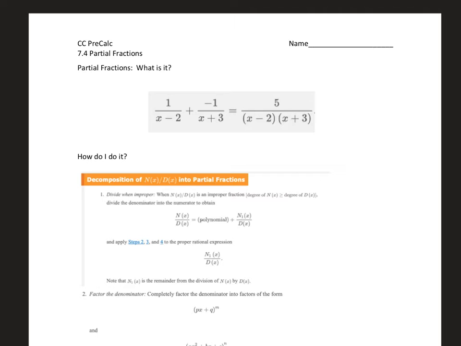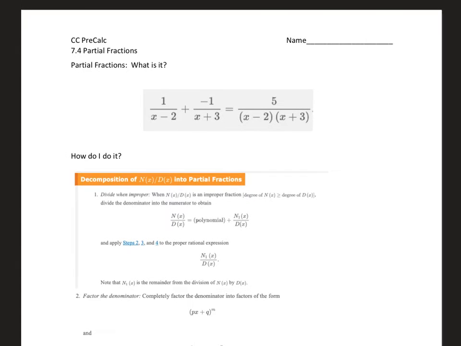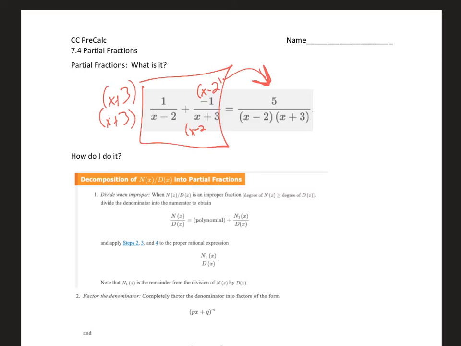So sometime in algebra, say Algebra 2, maybe Algebra 1, who knows, you learned how to take this guy and turn it into this. So you had to find a common denominator, multiply both sides by that common denominator, combine stuff, and then you got this magically.